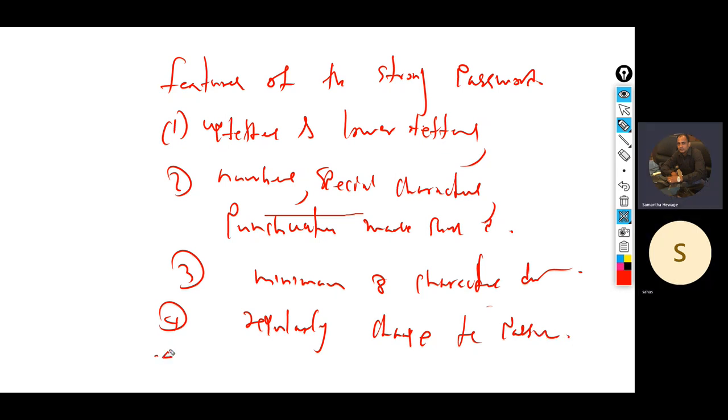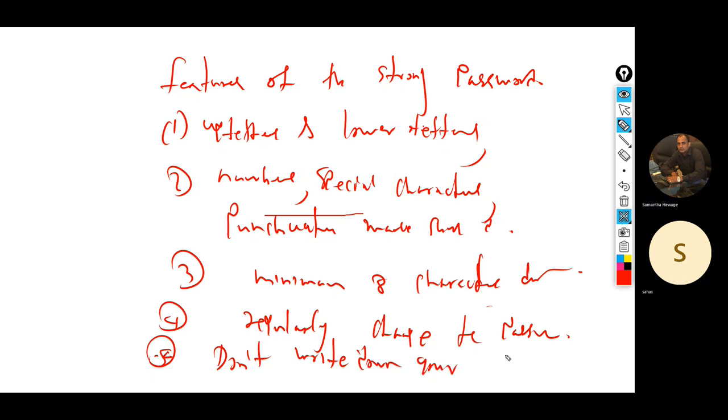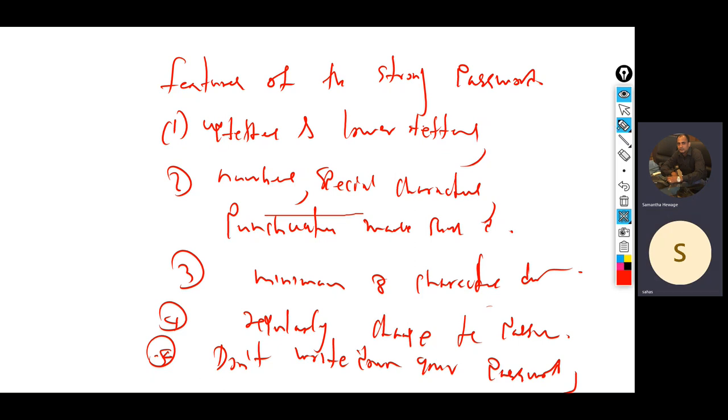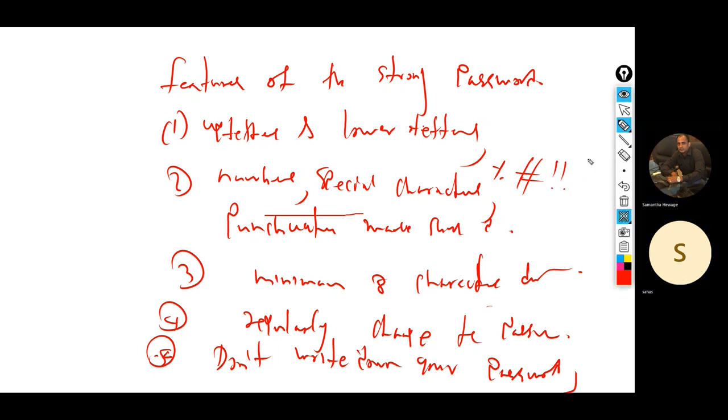You don't write your password here and there. Most of the people write their password on their desk or on their book or on their wall, something like that. Don't write down your password. Keep it protected. Understand? Sometimes you should have symbols also. In a strong password, you could add symbols, like percentage sign, pound sign. Some symbols. Did you understand these things? Yes, sir. All right.